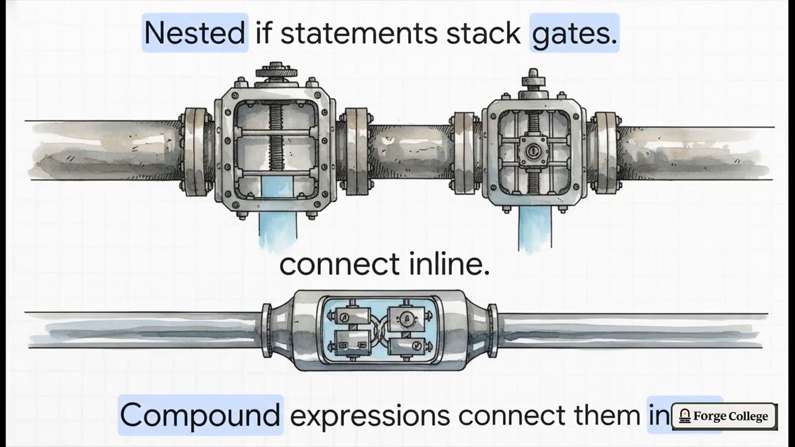Now, when you start combining multiple conditions, you're effectively stacking these mechanical gates left to right in your pipeline. If you have nested if statements, well, the water has to make it through the very first gate just to even reach the second one. And if you use compound expressions, you're basically putting those gates directly in line, right next to each other.